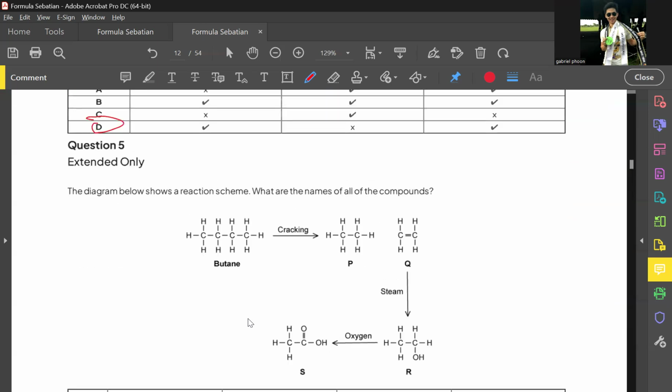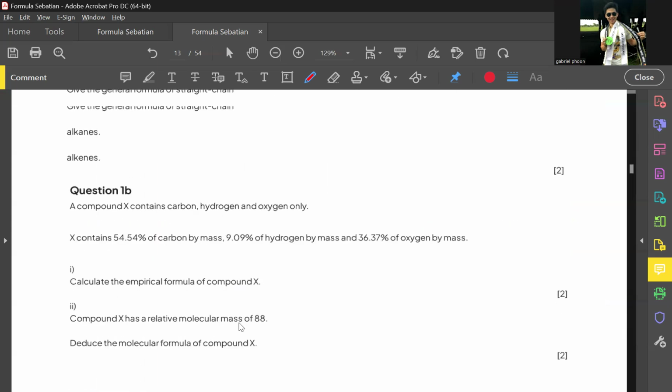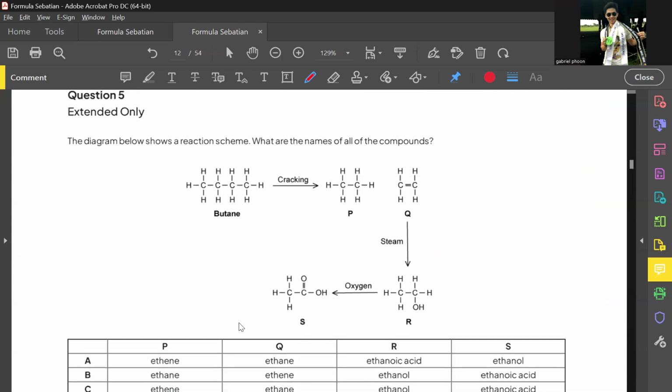Okay. And then the final question before I move on to the paper 4 questions. The diagram below shows a reaction scheme. What are the names of these compounds? You actually don't need to care about the cracking, the steam, and oxygen for now, but you will eventually learn it, maybe next chapter or the next one, can't remember. But basically, based on the displayed formula, you can already tell what the names are.